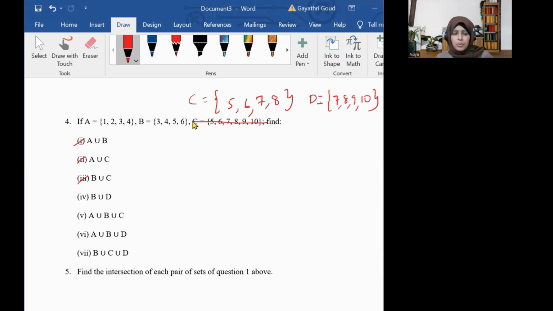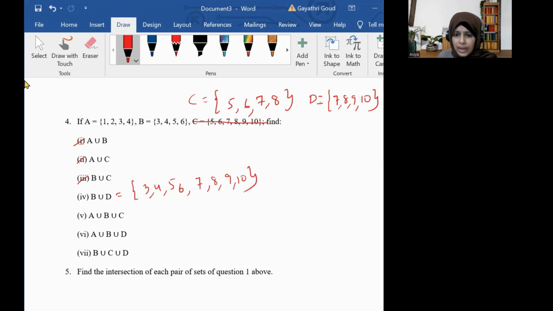Now, I am supposed to find B union D. What would be my B union D? Where is my B? 3, 4, 5, 6. Yes, so I will have to include 3, 4, 5, 6. Now, what does my D contain? My D contains 7, 8, 9, 10. So I will also have to include all the elements from D. So I hope this is clear as to how we have done B union D.